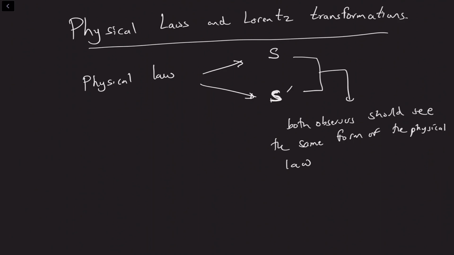So the fact that no inertial observer can tell that they are special means that each inertial observer has to see exactly the same form of the physical laws. Remember that they may measure different things for velocities, accelerations, and so on, but they all have to see exactly the same form of the physical laws, otherwise they will know that they are in a special reference frame.